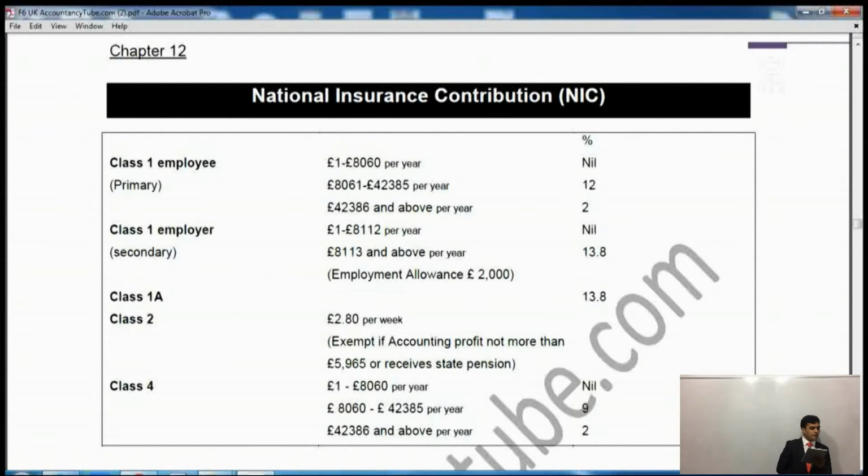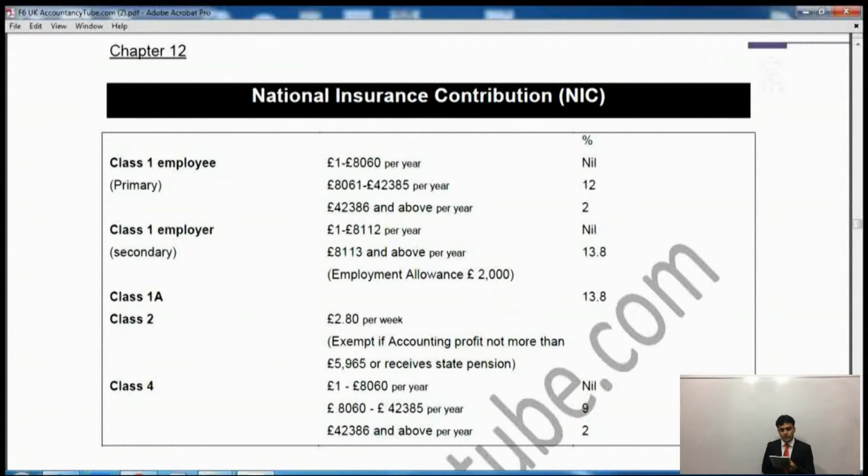Now, the first one is class 1 employee, or class 1 primary. As it says in the name, it is class 1 employee, so it will be paid by the employee, all right? Up to 8,060, there isn't any tax, so you will not have to pay any tax if you are earning 8,060 per year. If you are earning 8,060 to 42,385, it is 12%. Then above that, it's 2%.